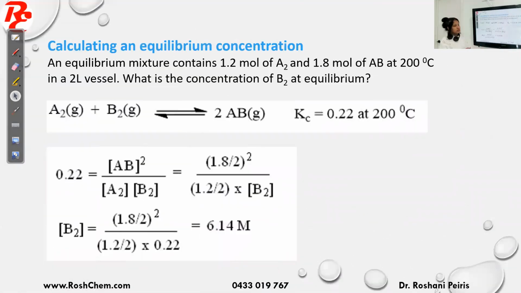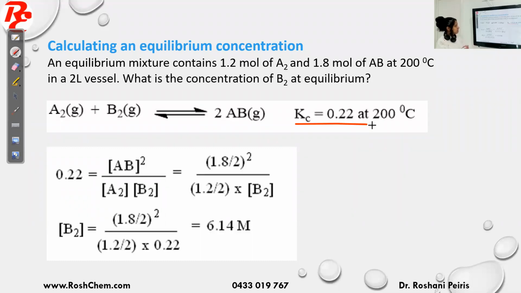Now we'll look at another question. In this question, you need to find the concentration. The K value is given. An equilibrium mixture contains 1.2 moles of A2 and 1.8 moles of AB at 200 degrees in a 2-liter vessel. What is the concentration of B2 at equilibrium? The Kc value is given in this question. The temperature is 200, and the Kc value was also found at 200 degrees. You are given the moles of A2 and the moles of AB, and it's asking for the concentration of B2.